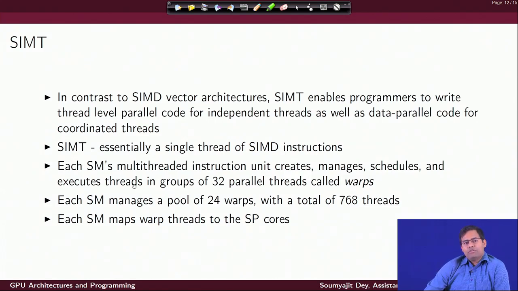So, each of these streaming multiprocessors' multi-threaded instruction unit is going to create, manage, schedule and execute threads. They will spawn the threads, they will manage their execution, they will map them to the real hardware, that is the scalar processors or SPs, and finally they will say that, okay, these are the threads that have executed, they have committed, and these are the threads that I have to start and all that. This multi-threaded instruction unit that we showed in the last picture is the thing that is going to do this. This is also known as the hardware scheduler. We will talk about that again later on.